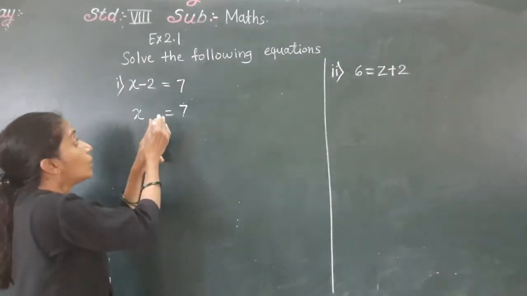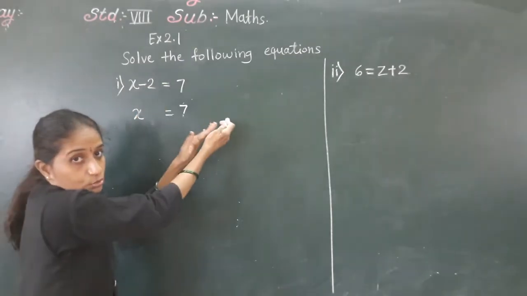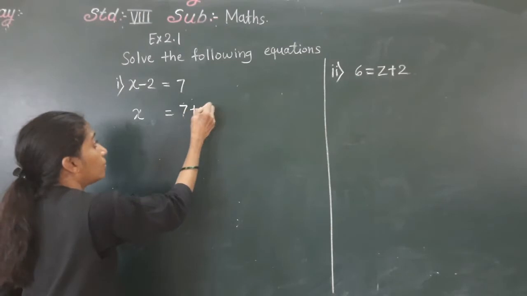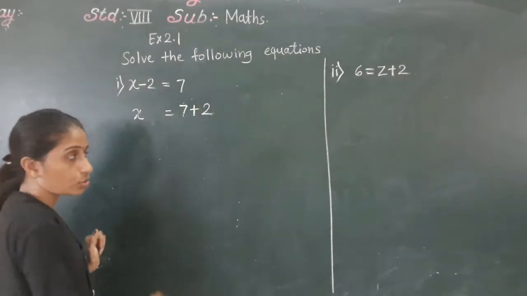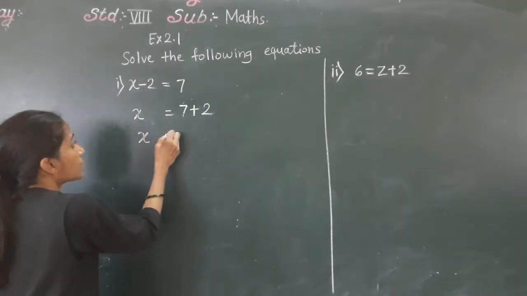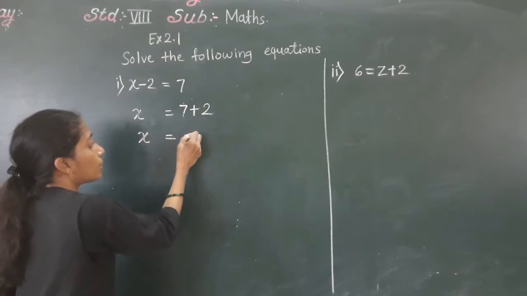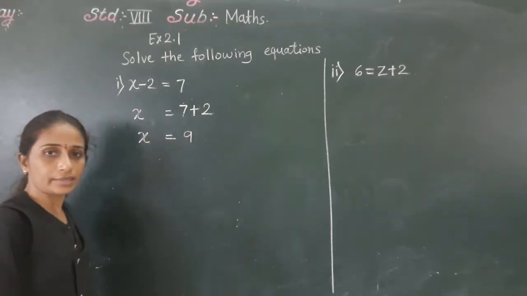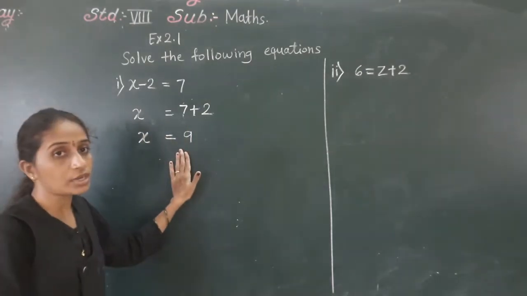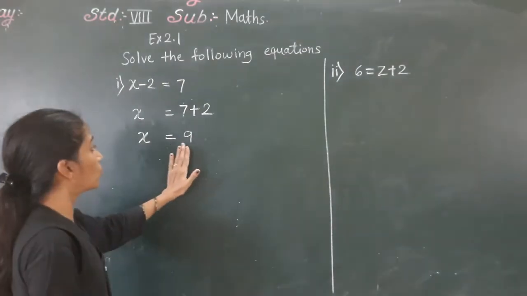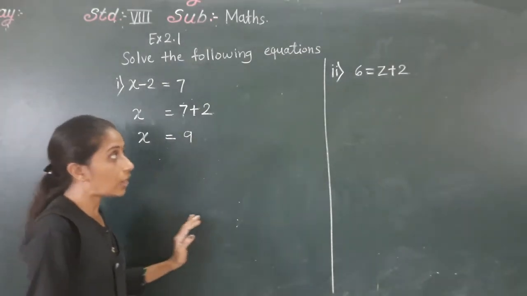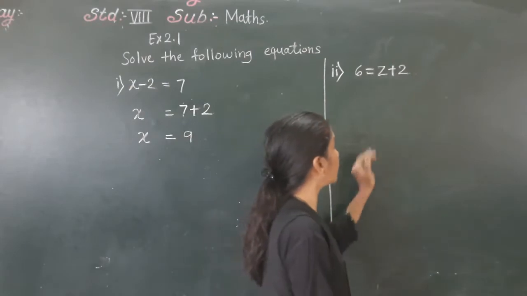Be there only. What you will do, you will transfer to the right hand side, then it will become plus 2. Okay, so x is equal to 7 plus 2, 9. So what is the value of x? We got x is equal to 9. Now let's see the second example.